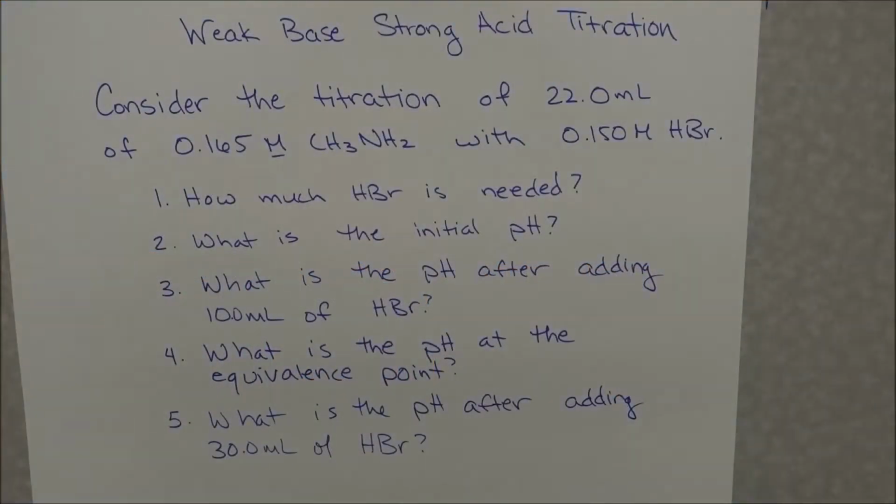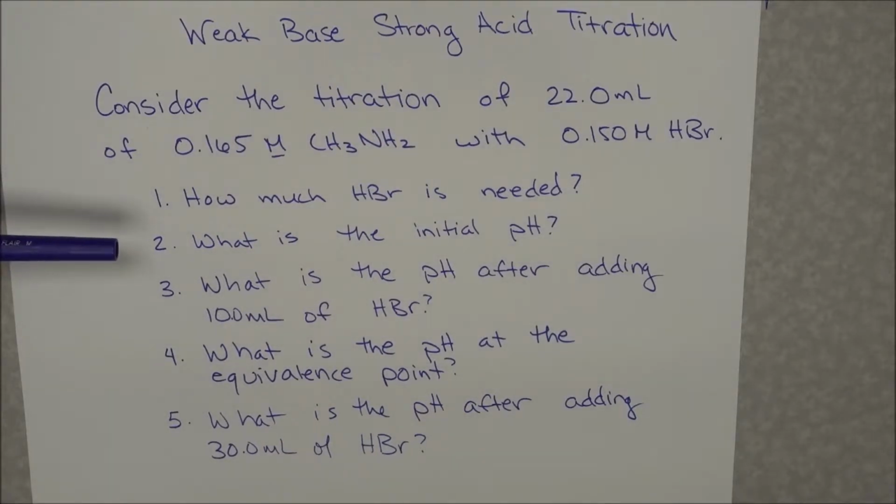In this video, we're going to do an example or a walkthrough of a weak base strong acid titration. For that, we're going to have to consider the titration of 0.165 molar methylamine with 0.15 molar hydrobromic acid. So the first question is, how much HBr is needed?